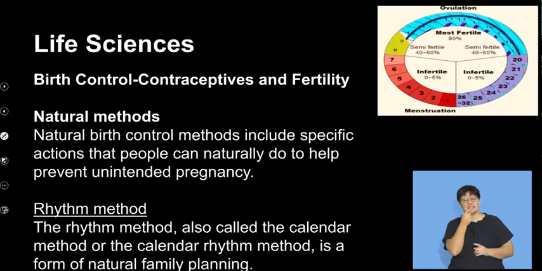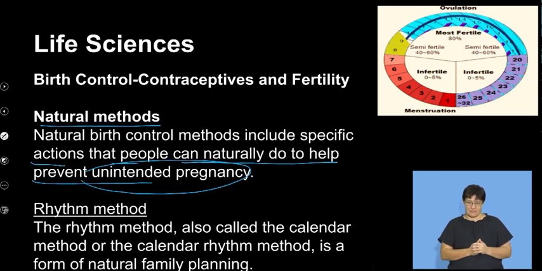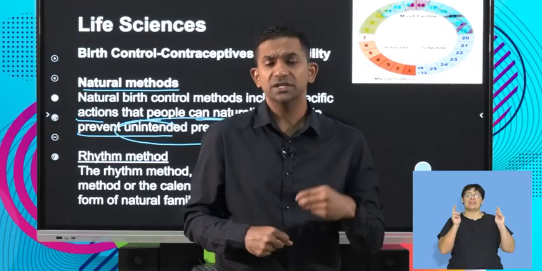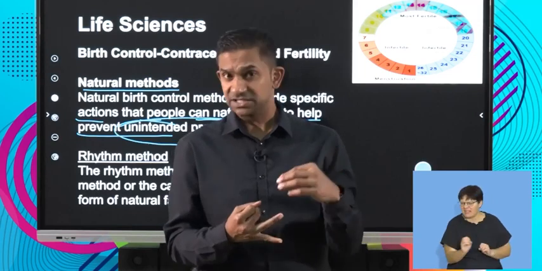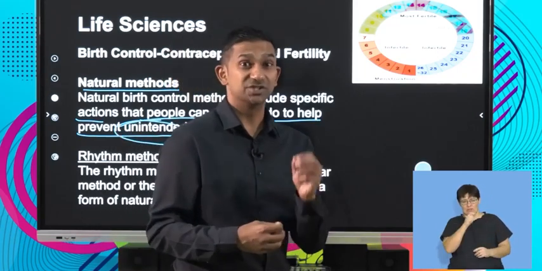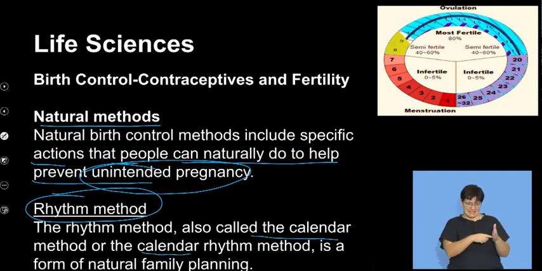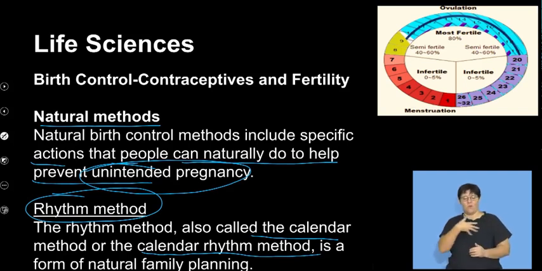Let's try and understand what the natural methods are. When we refer to a natural method, we are essentially referring to any method that includes actions that people can naturally do to help prevent unintended pregnancy. So any natural method does not involve the use of chemicals, any surgery, any pills. It is a natural method that a couple will decide to use to prevent conception. And so one of the most common methods is the rhythm method. This method is based on understanding the calendar and knowing the rhythm in terms of when the female is ovulating.